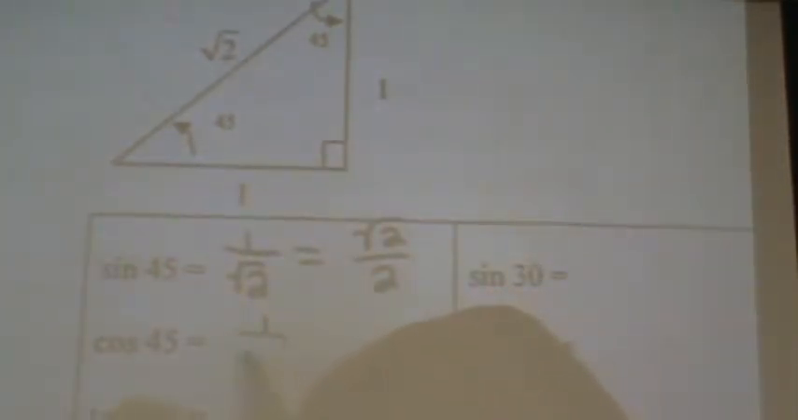Cosine is adjacent over hypotenuse. So again, 1 over root 2, or root 2 over 2, rationalized. And tangent is opposite over adjacent, 1 over 1, which is just 1. That's the ratio. So no matter how long your sides are, if it's a 45, it's going to have the same opposite to hypotenuse, adjacent to hypotenuse, and opposite to adjacent ratio.